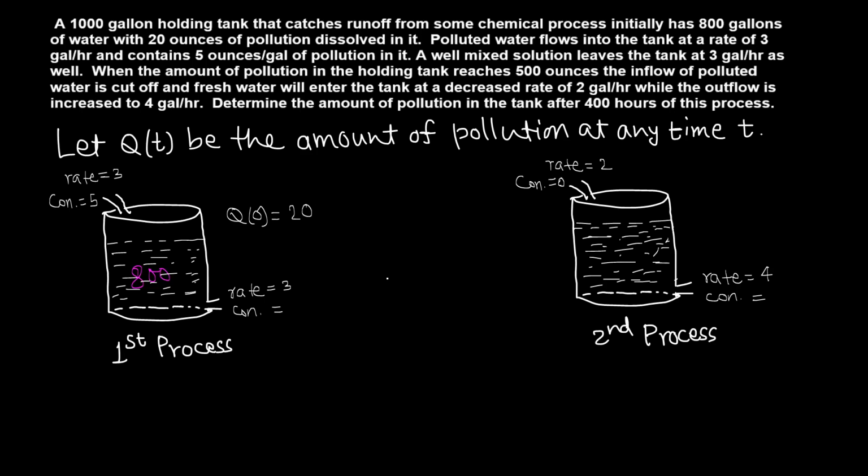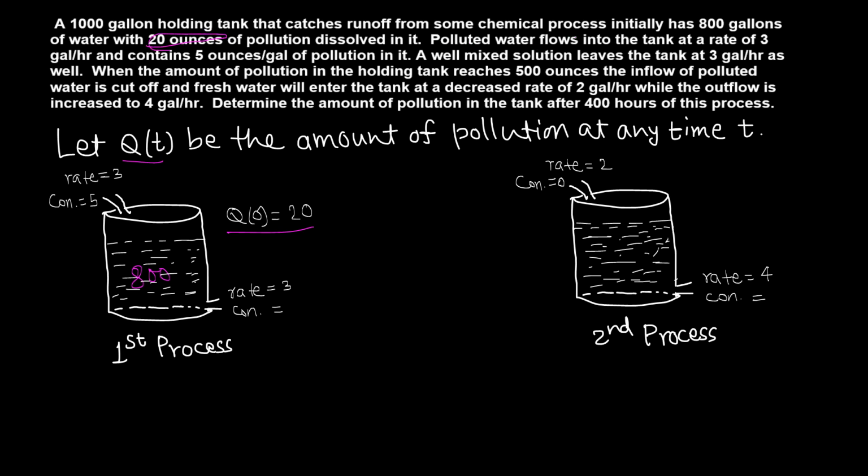Read the question carefully. Here we have two processes. In the first process, we have a 1000 gallon holding tank that has 800 gallons of water initially, and it has 20 ounces of pollution. So if we let Q(t) be the amount of pollution at any time t in the tank, then the initial Q(0) is 20 ounces.